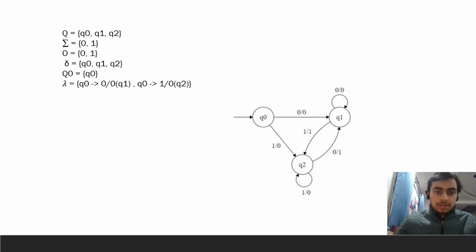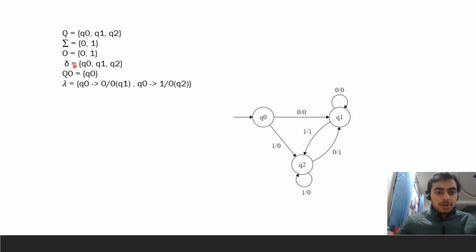So let's see the different tuples for this example. The first tuple is Q, the finite set of states, that are Q0, Q1, Q2. The next tuple is sigma. Sigma represents the input values for the machine. In this example, 0 and 1 are the only input values given to the machine, and O represents the output values, which are also 0 and 1.